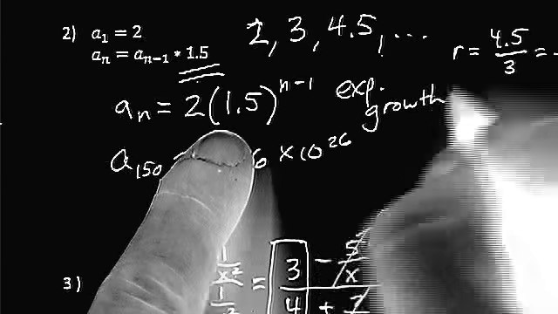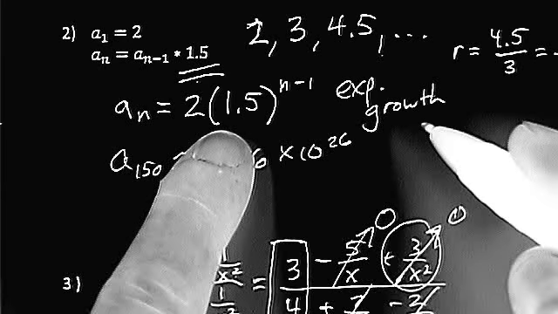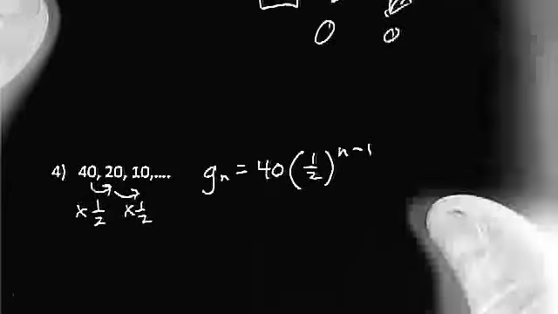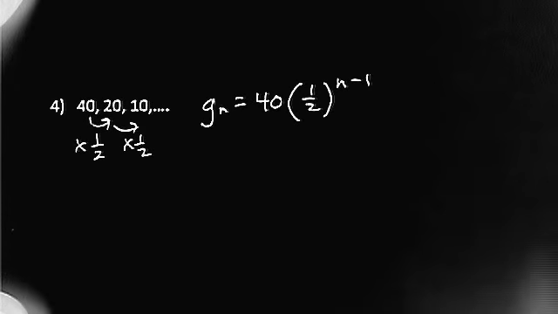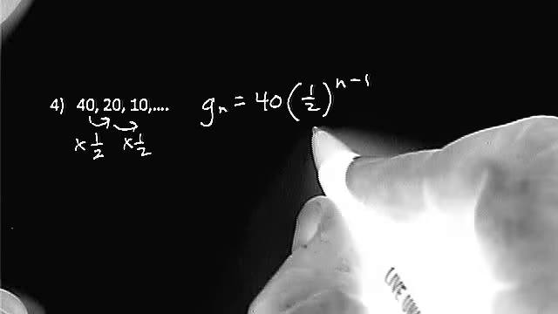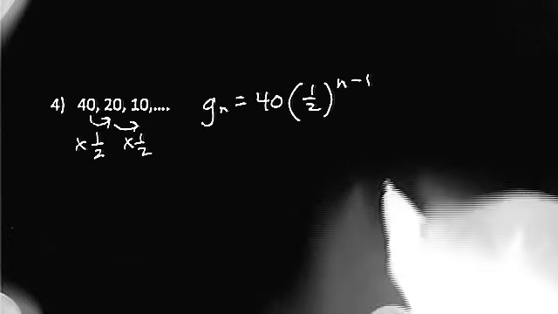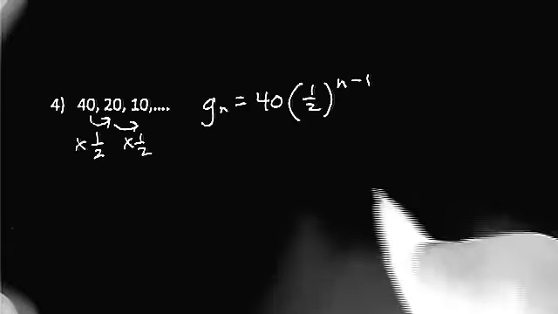And what happens to exponential growth? It never stops getting bigger. The growth factor is larger than 1. Well, what happens to exponential decay? It keeps getting smaller, right? So this is going to continue down and down and down, cutting in half all the time. Never getting to what?